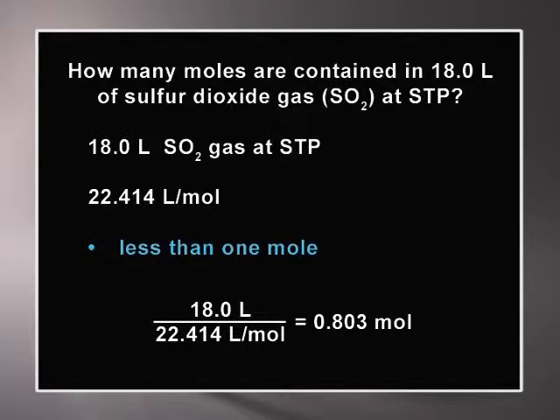And once again, note that there was no reason whatsoever to calculate the molar mass of SO2 since there was nothing in the problem that involved grams. And there was no reason to bring in Avogadro's number, 6.02 times 10 to the 23rd, since there was nothing in this problem that dealt with molecules.